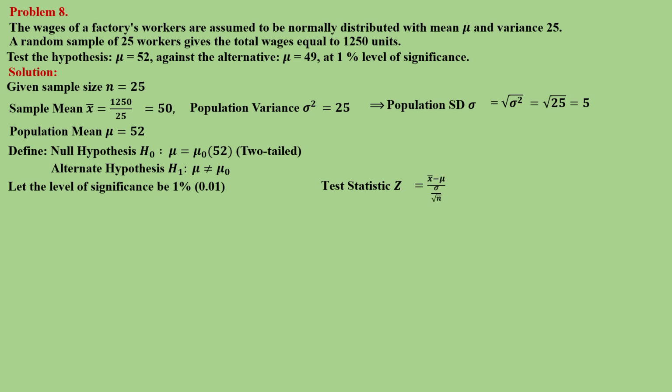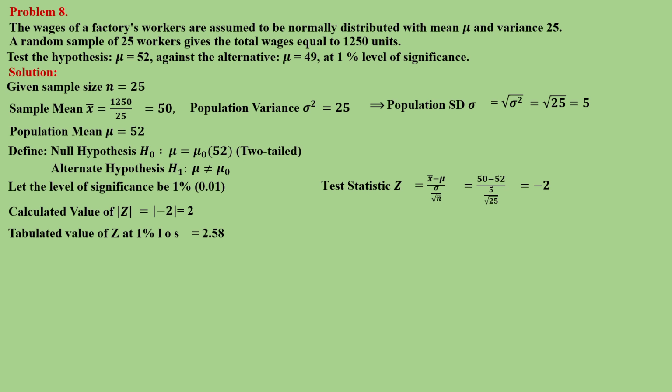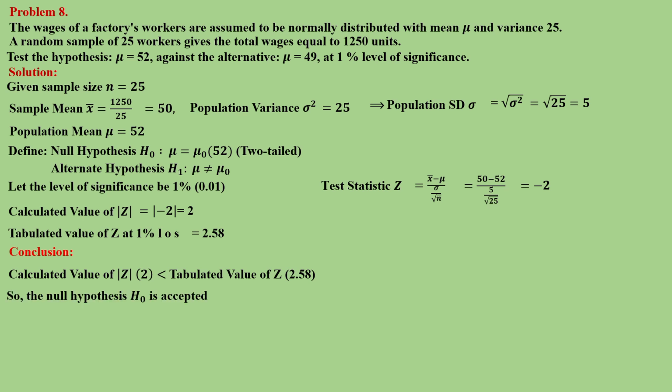So test statistic z is equal to x bar minus mu by sigma by root n, substituting the values, 50 minus 52 by 5 by root 25, that is 5 by 5, 1. So we will get minus 2. In this case we are going to take the calculated value modulus z, modulus of minus 2, that is equal to 2. Now tabulated value at 1% level is equal to 2.58. So now conclusion: calculated value 2 is less than tabulated value 2.58, therefore H naught is accepted. Therefore mu is equal to 52 only, right? Not 49.